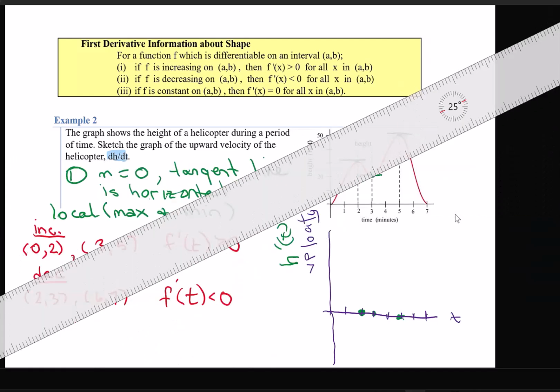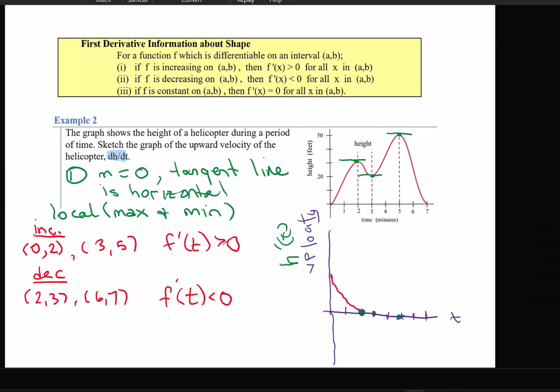But it's always positive, but it's getting smaller and smaller. So it starts out at a positive value, whatever my slope is here. But as I go up, notice the slope is getting smaller until it gets to 0. But all those values are positive. The slope of that is negative, but the values are all positive.